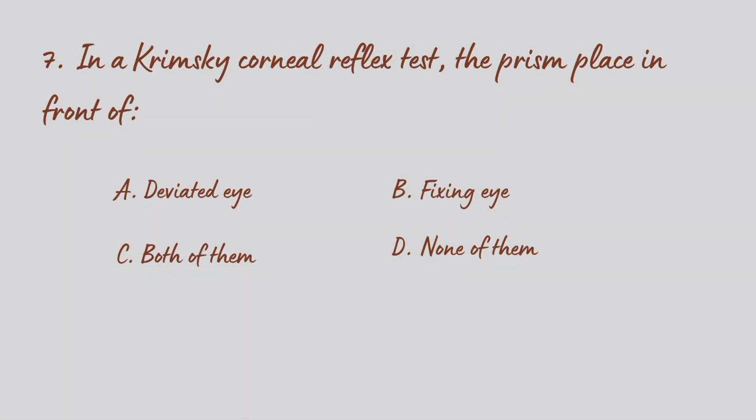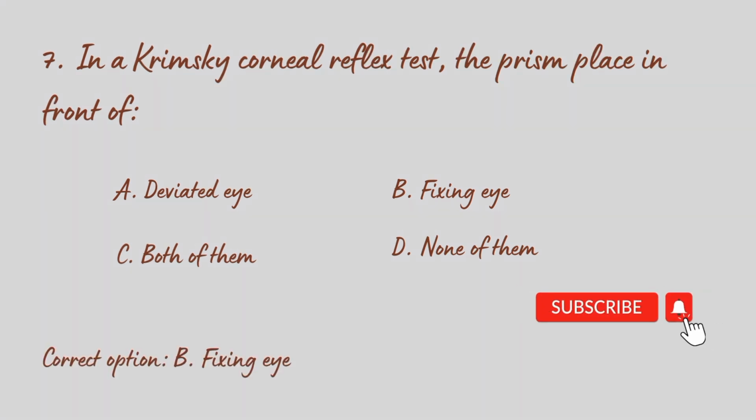Next question, in a Krimsky corneal reflex test, the prism is placed in front of option A deviated eye, option B fixing eye, option C both of them, and option D none of them. Correct answer is option B fixing eye.